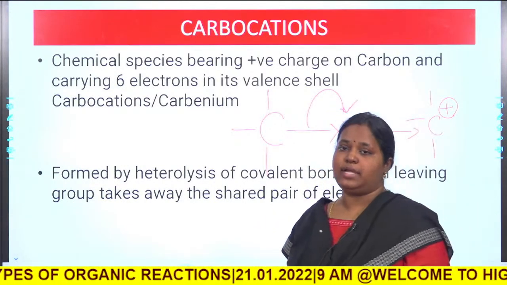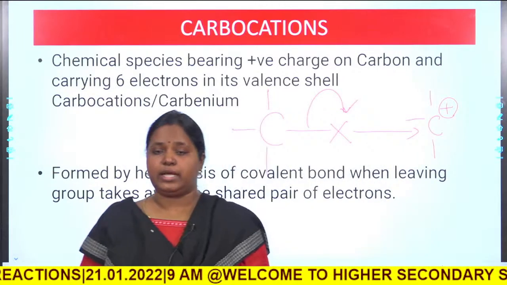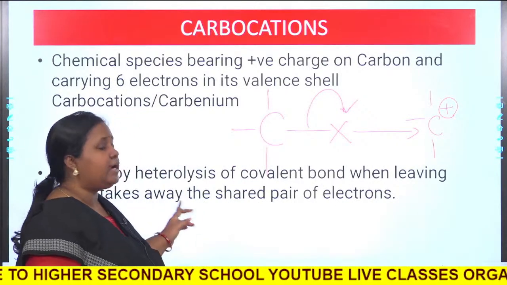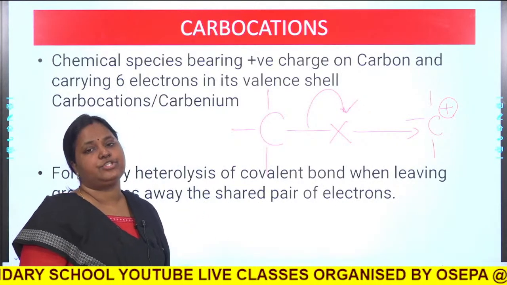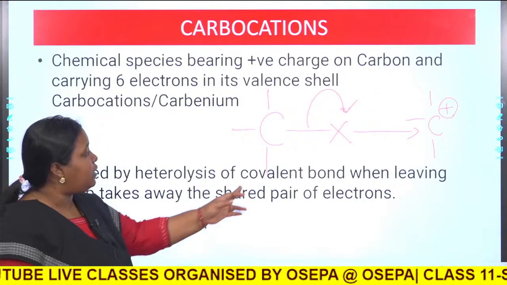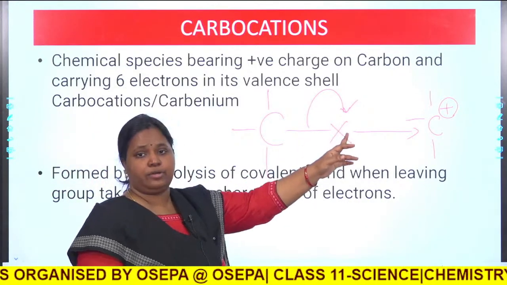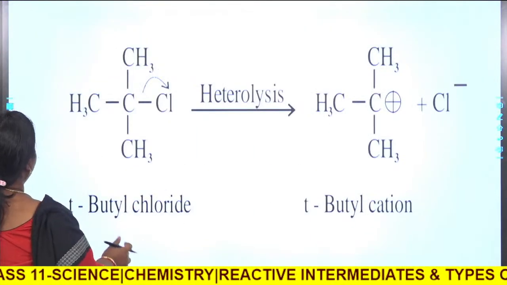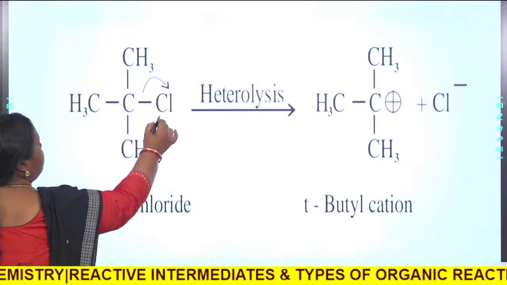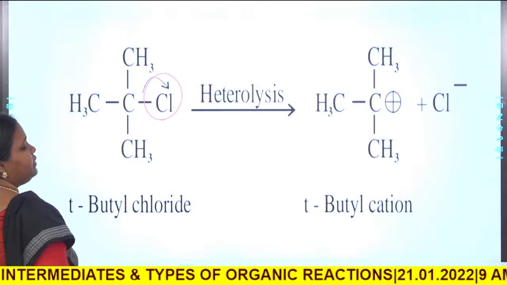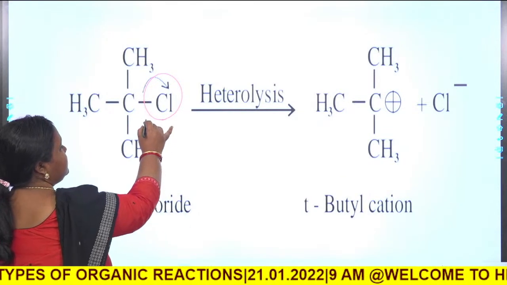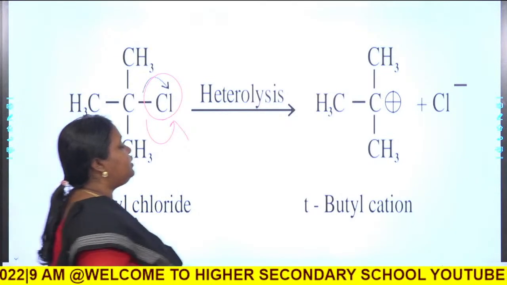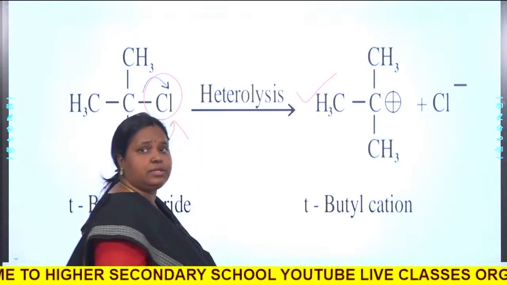Carbocations are of 3 types, that is primary carbocations, secondary carbocations and tertiary carbocations. How the carbocations are formed? Carbocations are formed by the heterolytic cleavage of a covalent bond when one of the atom takes away both the electron with itself. See, here there is a formation of carbocation because this chlorine is more electronegative than carbon. Hence, there is heterolysis and this chlorine is taking away both the electrons with itself. So, there is generation of C plus.